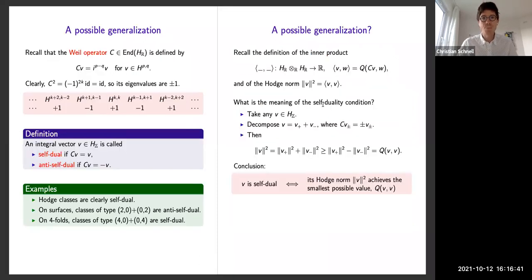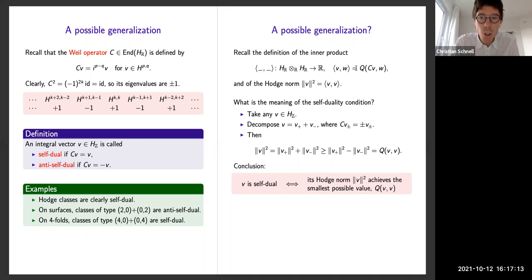And well, what does the self-duality condition mean? As far as I know, it has no geometric interpretation. For Hodge classes, at least, you have the fact that subvarieties give you Hodge classes, and maybe conjecturally any Hodge class could come from subvarieties. The self-dual classes don't have any geometric meaning, but instead you can understand what they're doing in terms of this Hodge norm.